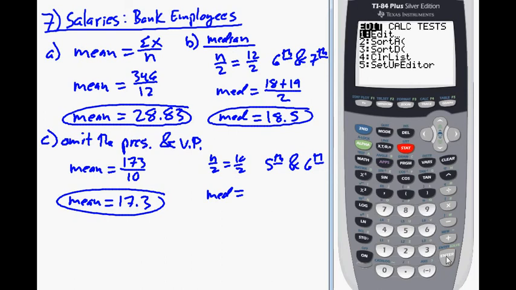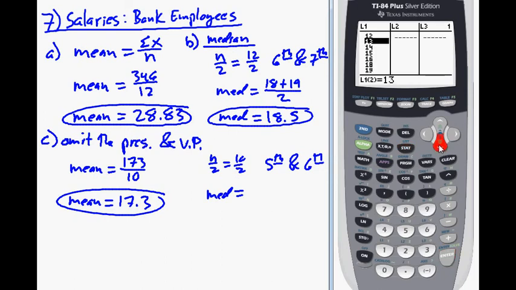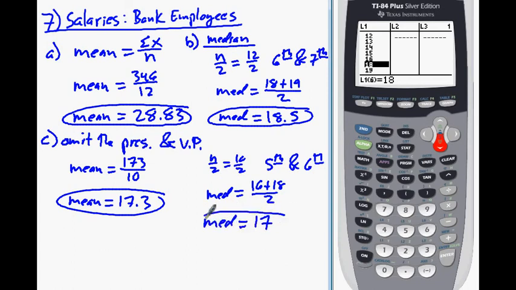So let's look at the 5th and 6th, which is 16 and 18. So the median, of course, would be 17 now. And now there's quite good agreement between the mean and the median.